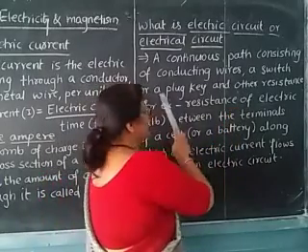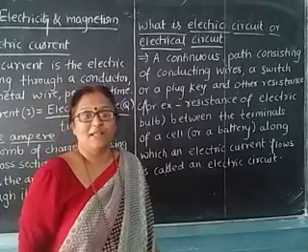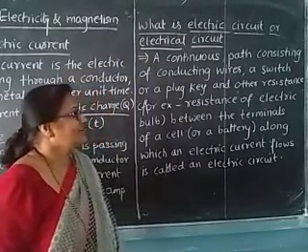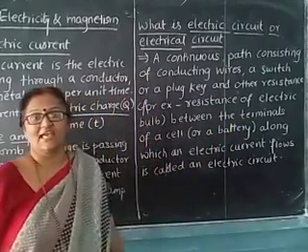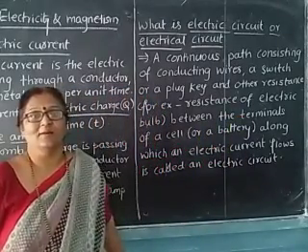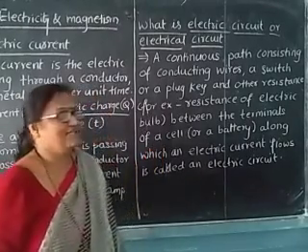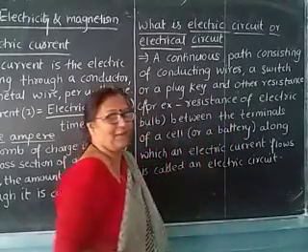A switch is there, or you can say a plug key is there. This plug key is used to close or to open the circuit, and other resistances are there which can be helpful in completing this circuit. Other examples you can see here, for example, the resistance of an electric bulb.